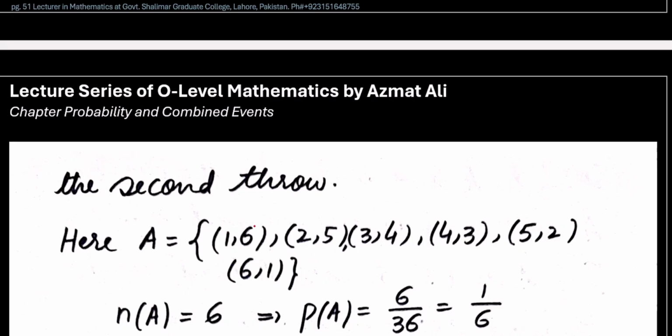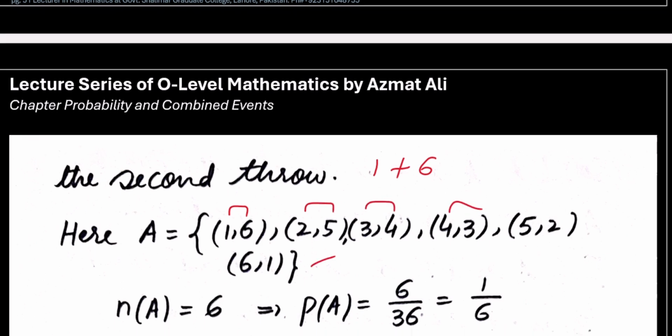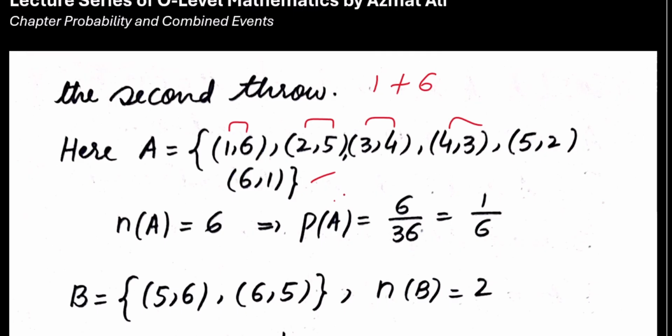How can we make 7? From 2 dice we can make 7 by using the following pairs: 1, 6, meaning there is a 1 on the first die and a 6 on the second die, total will be 7. 2, 5; 3, 4; 4, 3. These are the possible outcomes, 6 in total. So probability of A is equal to 6 by 36, that is 1 by 6. This is the probability of getting sum 7.